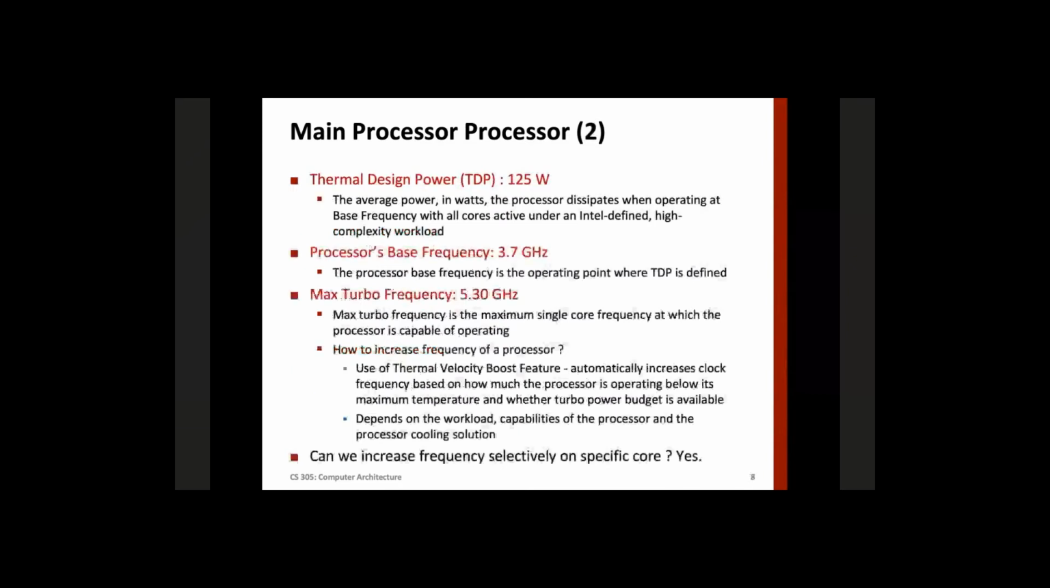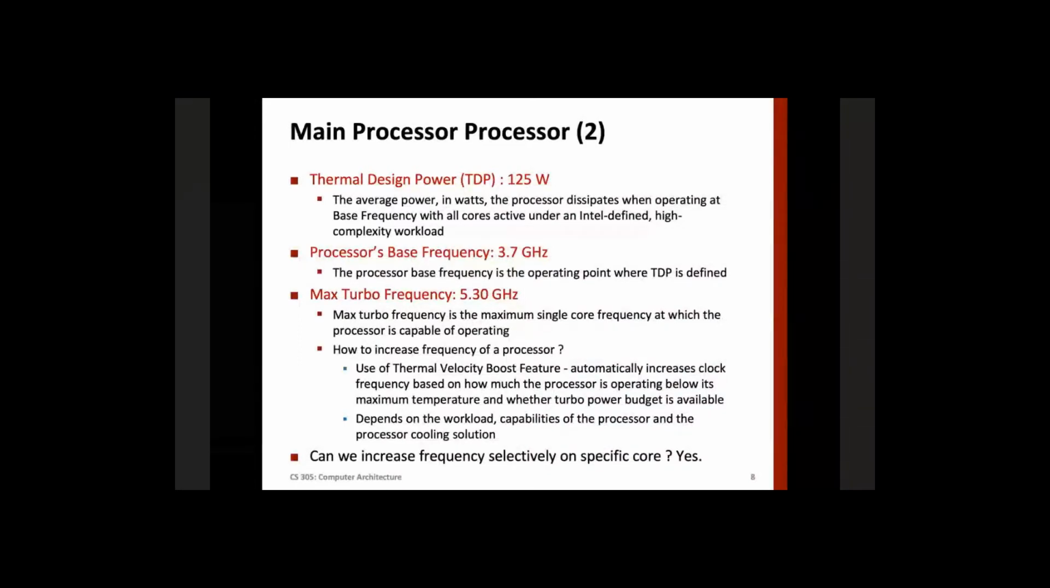Okay, then what does the main processor contain? Now, when I look at the specification, it says thermal design power. We touched upon this in an earlier lecture, right? It says that it has a thermal design power equal to 125 watts. It means that it is the average power the processor dissipates when operating at the base frequency with all cores active, given one workload. Intel has defined its own workload.